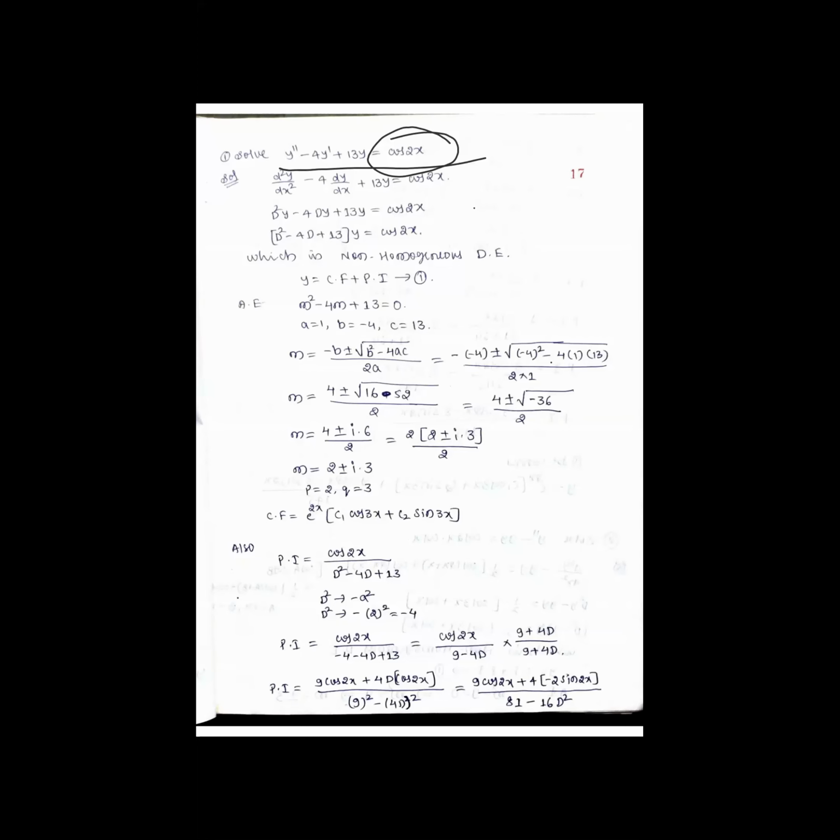So this is a non-homogeneous differential equation. y is equal to complementary function plus particular integral. So what is the complementary function? That we have to get now. Here it is m square minus 4m plus 13 is equal to 0. There are no factors, so I am taking a equal to 1, b equal to minus 4, c equal to 13, and substituting in the formula.